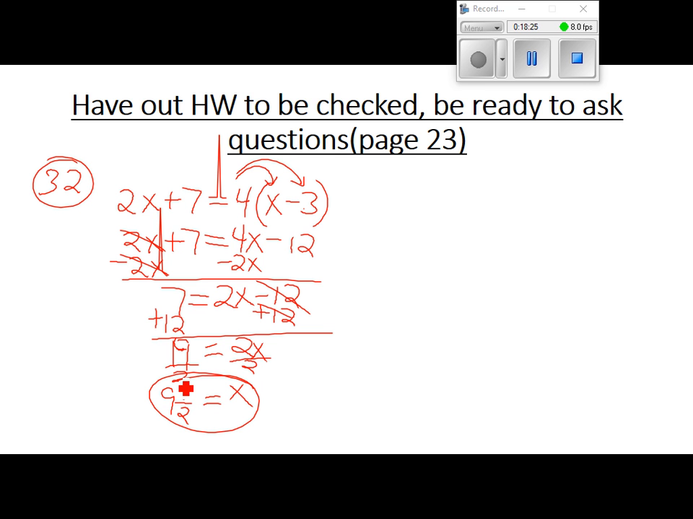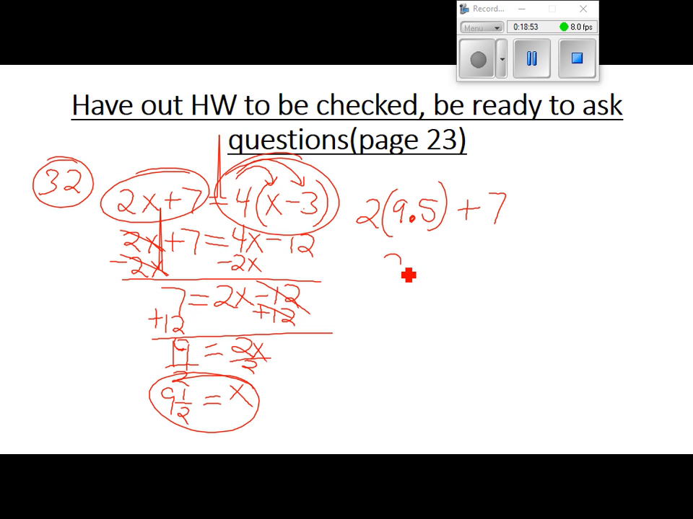What did they ask us to find on 32? DE, so the second segment. So we take 9.5. Does it matter which one of these we plug into? Which one you want to plug into? This part or this part? The one without parentheses, so 2 times 9.5 plus 7. Somebody help me out and tell me what all that is. It's 19 plus 7. Everybody agree with 26? Other questions?